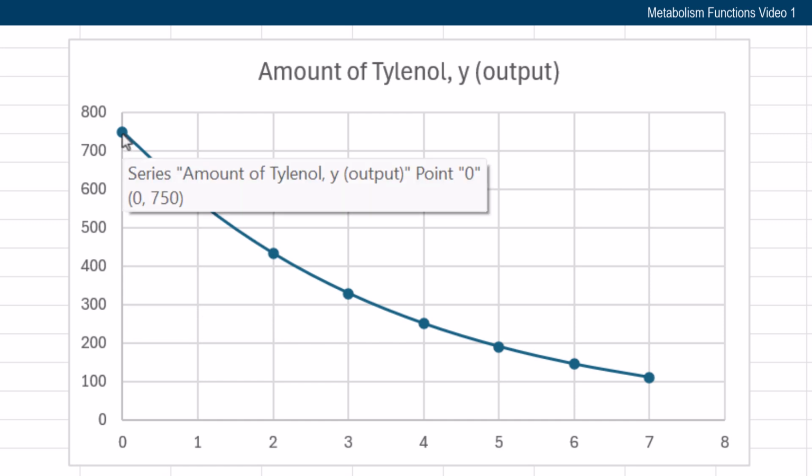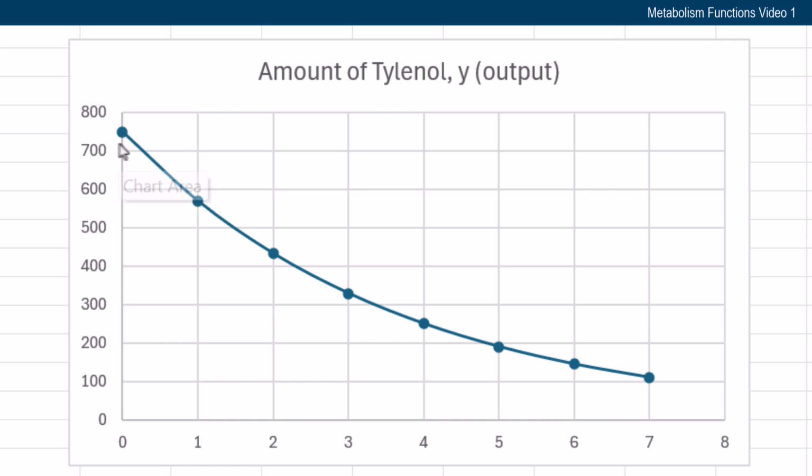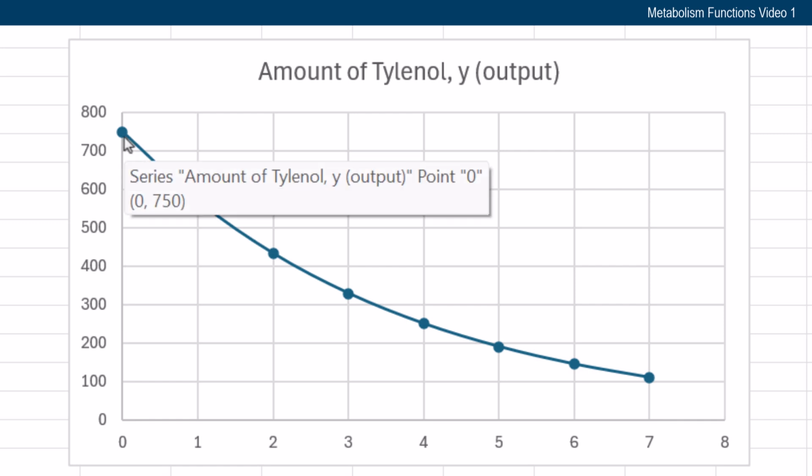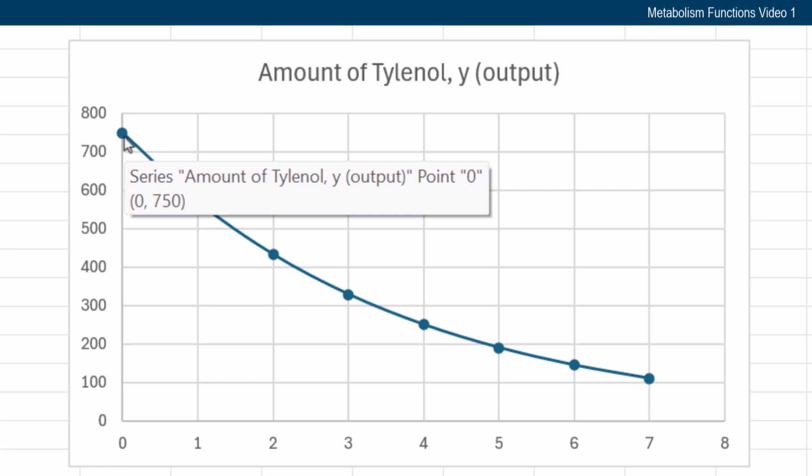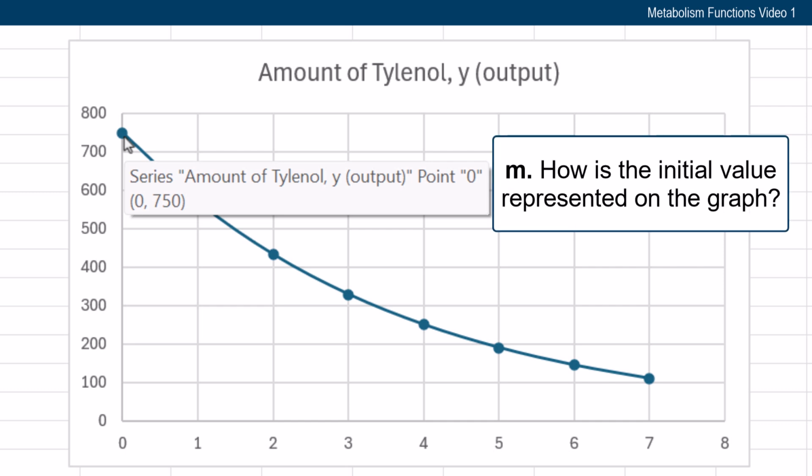Okay, I want to highlight some key things that are showing up. This point right here, when I click on it, you can see that it is showing up on the screen as parentheses 0, 750 parenthesis. That represents that the input of time is 0. The output is 750 milligrams. So that represents our initial value. Okay, so if we go to question M on our worksheet, it says, how is the initial value represented on the graph? It is showing up as this y-intercept.